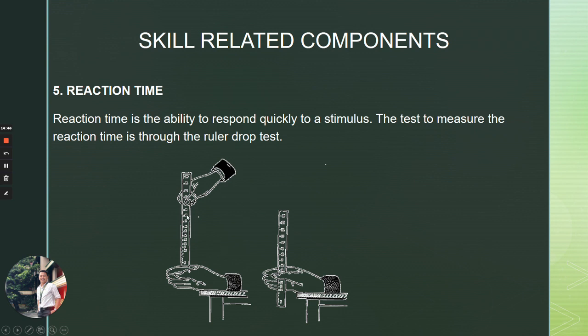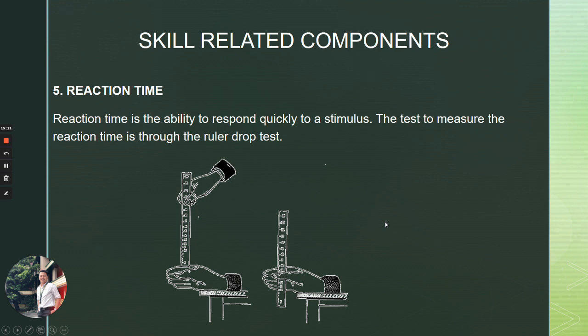So, kailangan meron kang kasama for this test, for you to do this test, I mean. So, kailangan, hindi niya rin sasabihin na i-drop niya na. Kailangan babantayan mo kung kailan niya i-drop at huhuliin mo siya. Okay? So, ganyan. Pag-drop, so, ganyan. Then, tignan mo kung anong inches yung nahawakan mo during the test.